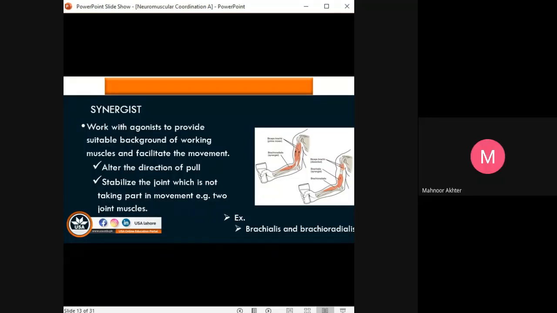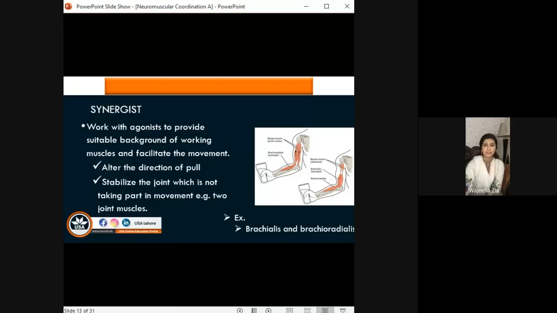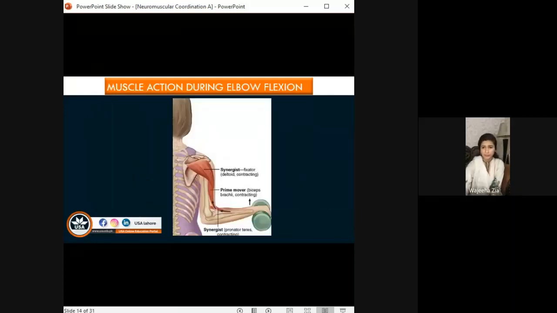Okay, so we were at the synergist. Synergists help in providing the proper background. So in the fist formation, note it down. The wrist flexors will act as an agonist. Wrist extensors, which are opposite of the agonist, are working as the antagonist. So these are the flexors and these are the extensor muscles. These muscles go into the concentric contraction and these muscles go into the eccentric contraction.